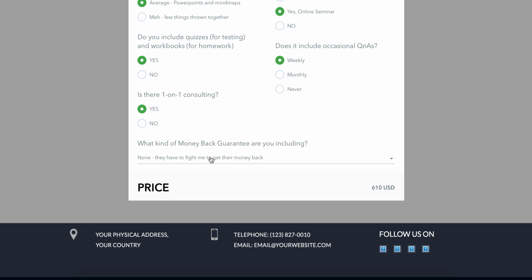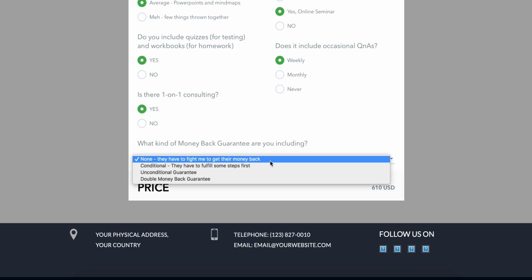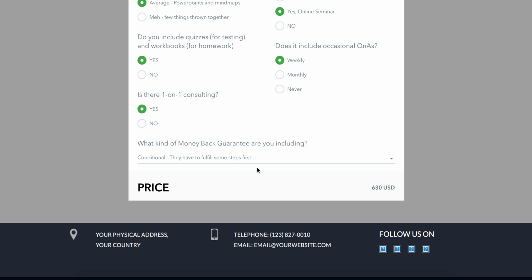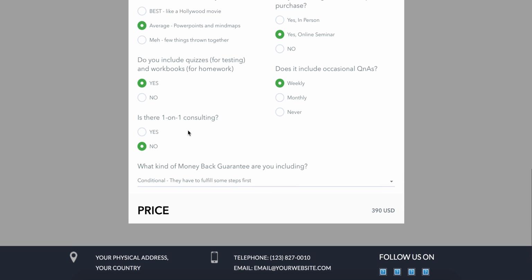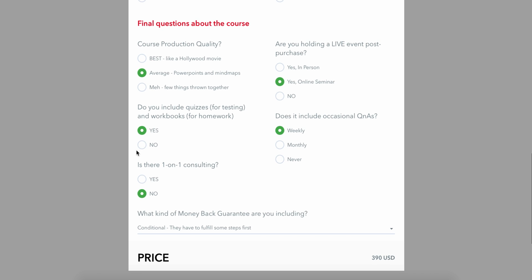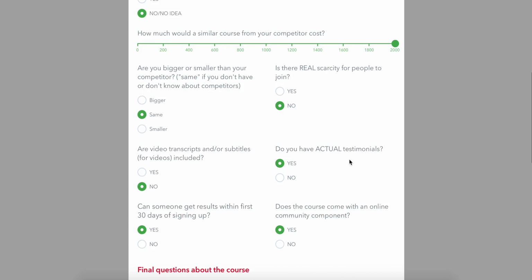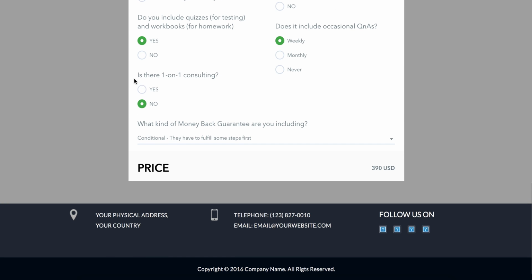What kind of money back guarantee are you offering? They have to fight me to get their money back. Fulfill some steps first, unconditional or double money back guarantee. This is going to change the price point just a little. So you kind of see the price, and you can see when you tweak these, the number at the bottom changes. So quizzes at the end, no, yes. They're not big movements. Now watch this. This right here is one of the biggest components to cost. If my competitor is pricing theirs at $2,000, pricing will start to jump up significantly.